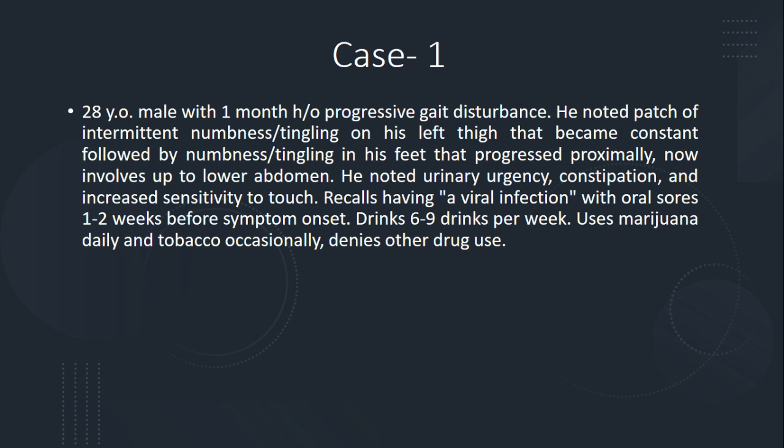So looking through this detail, you can see there is some small fiber involvement, which is patchy, but he was also having some autonomic involvement in terms of urinary urgency and constipation, and he's very young to have this neuropathy, and it's relatively sudden too. It developed over 1 month.